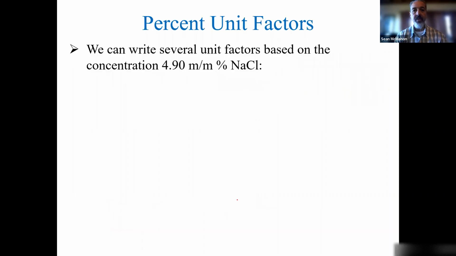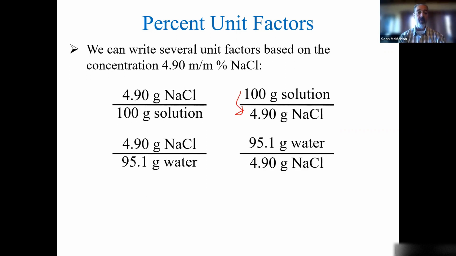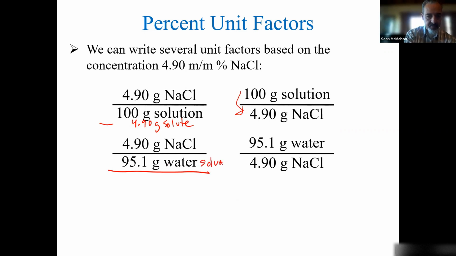So what can we do with all these percents? We can put them in unit factors. So if I tell you I have a 4.9 mass to mass sodium chloride solution, it means I have 4.9 grams of sodium chloride per 100 grams, and I can flip this. What it also means is of the 100 grams, remember, I'm subtracting the 4.9 grams of solute, and I'm left with 95.1 grams of solvent.